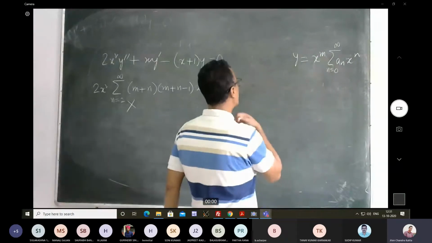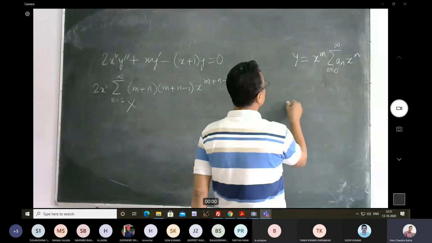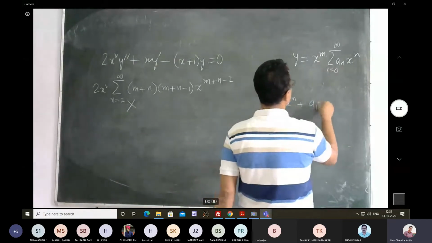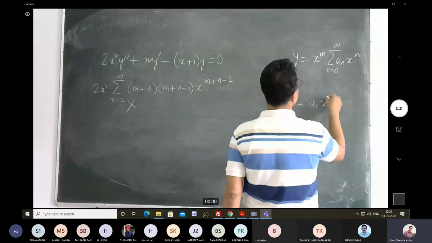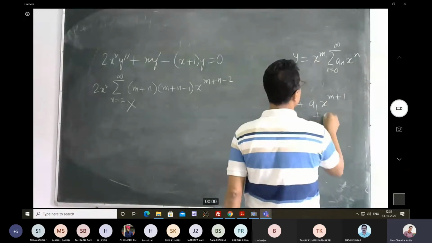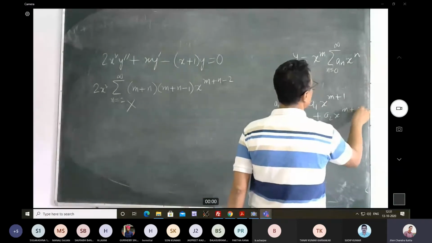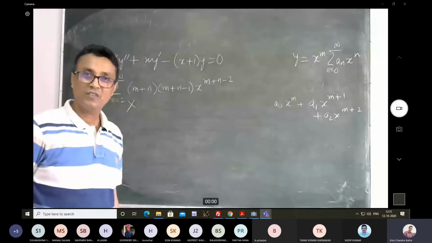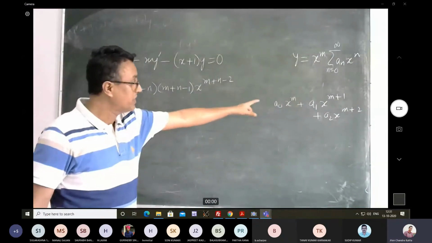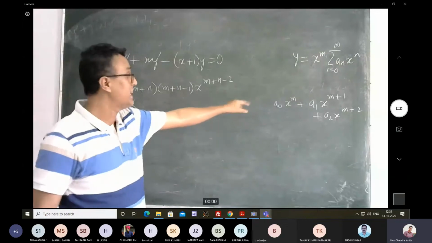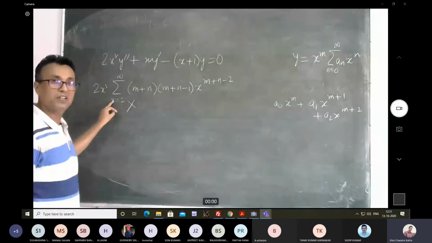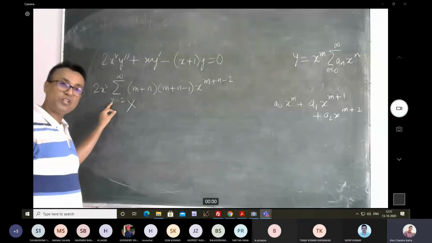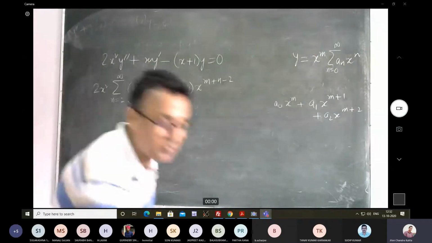Because what is going to happen? Your series is basically a naught x to the power m, a1 x to the power m plus 1, plus a2 x to the power m plus 2, and so on. Isn't it? Right? So now if you differentiate it twice and you still want to retain the series, this n is always going to start from 0. Remember that. Don't make that mistake.